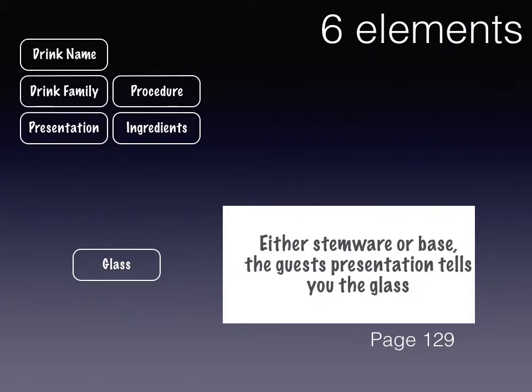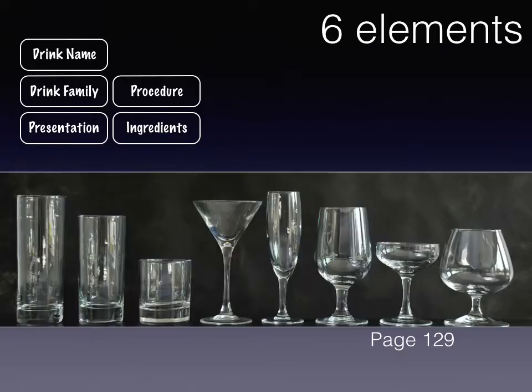We have a variety of glassware in class. They are either stemware or baseware. Here's a good photo of all our glassware. From the left to the right, you have the tallest base glass, known as a zombie or sling glass. In the middle, you have a highball.